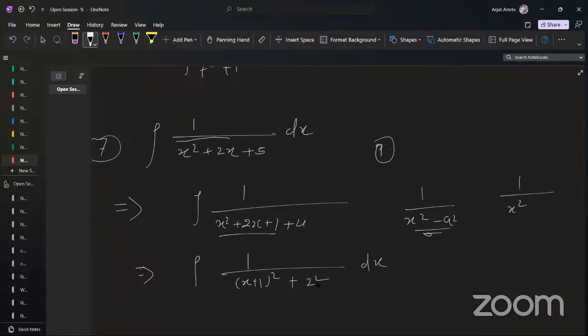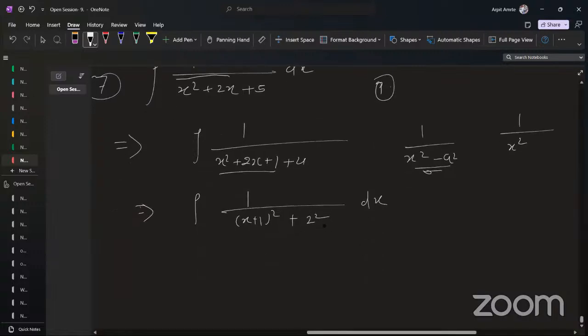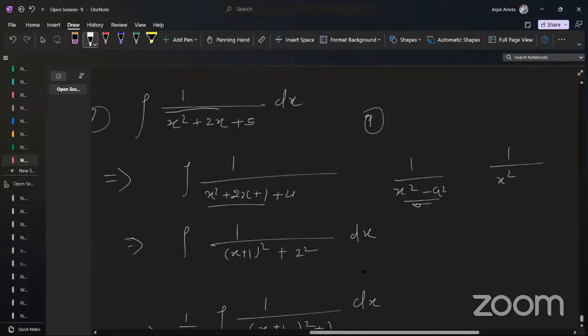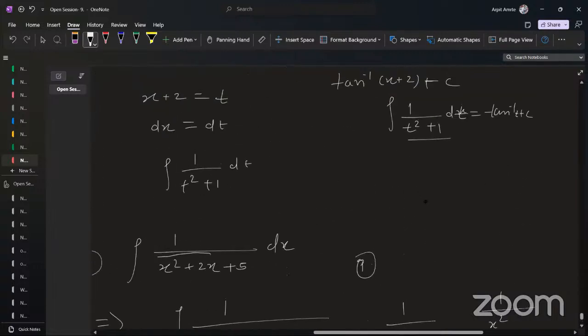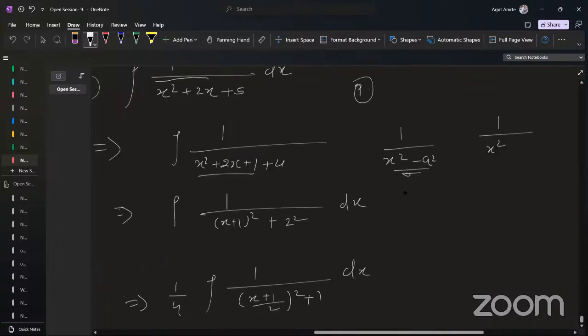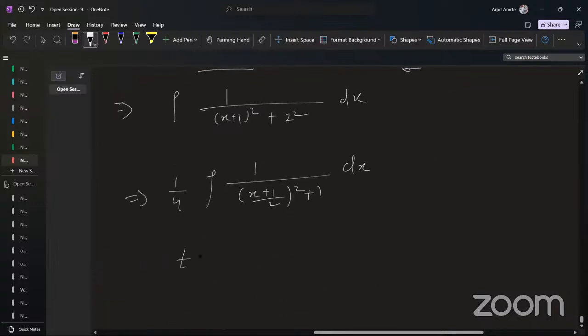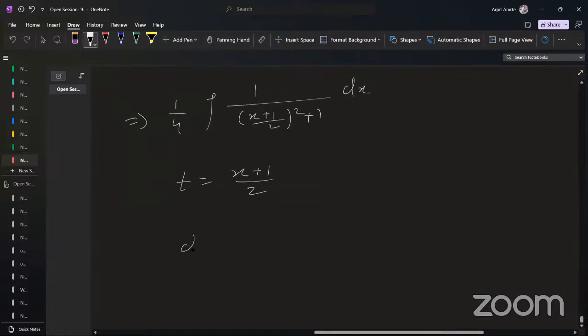Can I take 2 square as common here? If 2 square is common, then it will be 1 by 4 into 1 over (x plus 1 divided by 2) square plus 1, dx. This is in the form of this. So what I need to do is substitute t equals x plus 1 divided by 2. Then what will be my dt? Dt will be half dx.